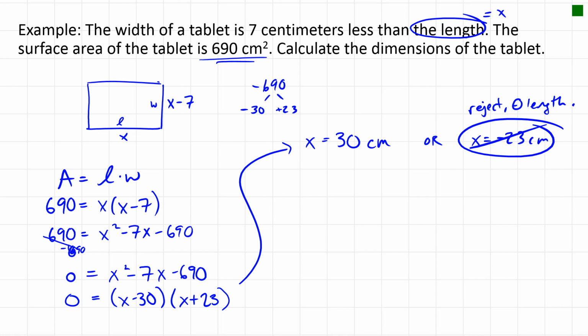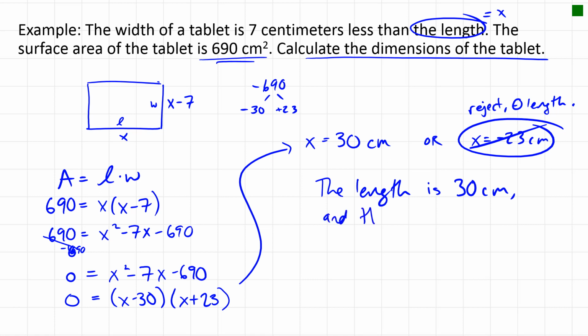So that leaves us with the length is 30 centimeters. So when we want to know the dimensions of the tablet, that means length and width, the measurements of the sides. So the length is 30 centimeters, and the width is 7 less than 30. So 30 minus 7 is 23 centimeters.